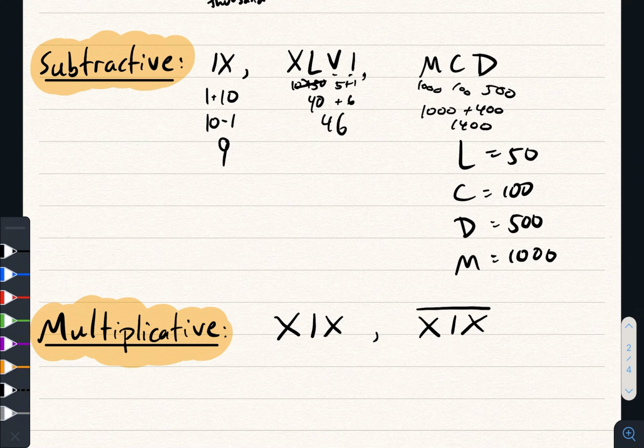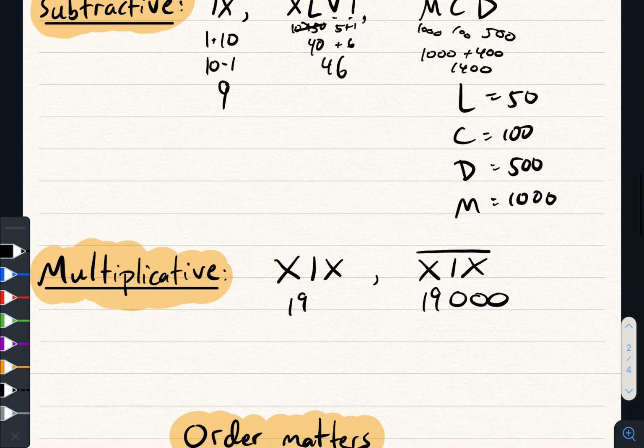And what did the bar represent? It really just represented multiplying by 1,000. So XIX represents, you have a 10, a 1, a 10, so this represents 19 over here. And if you put the bar over it, it's 19 times 1,000, or 19,000.